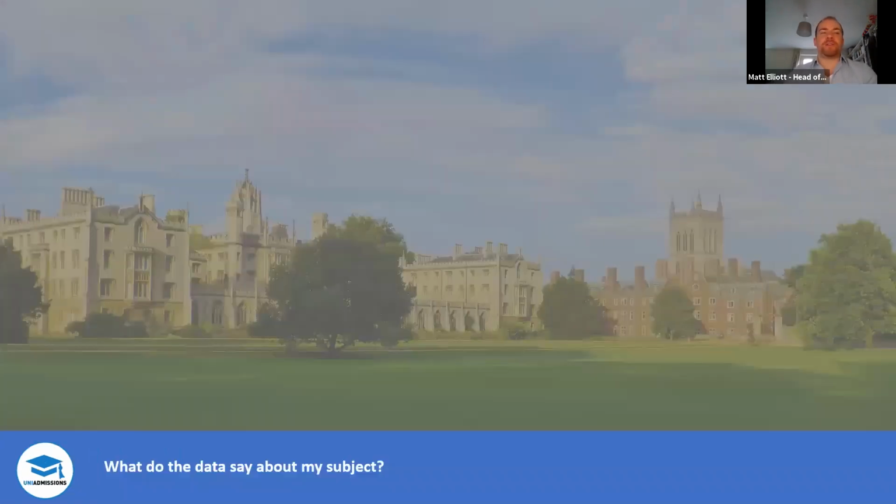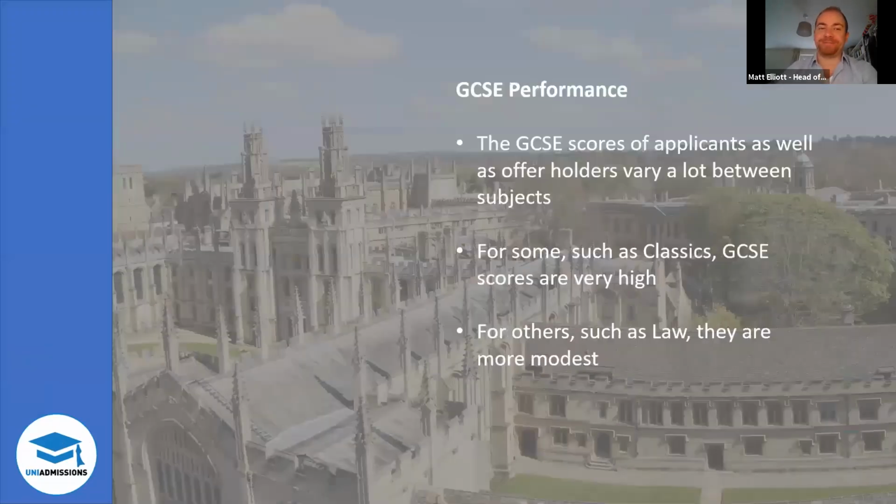So as I mentioned earlier, everything that we put forward, we try to make sure is based in hard numbers where we can get them. So here are a few of those. We're looking at first at GCSE performance.